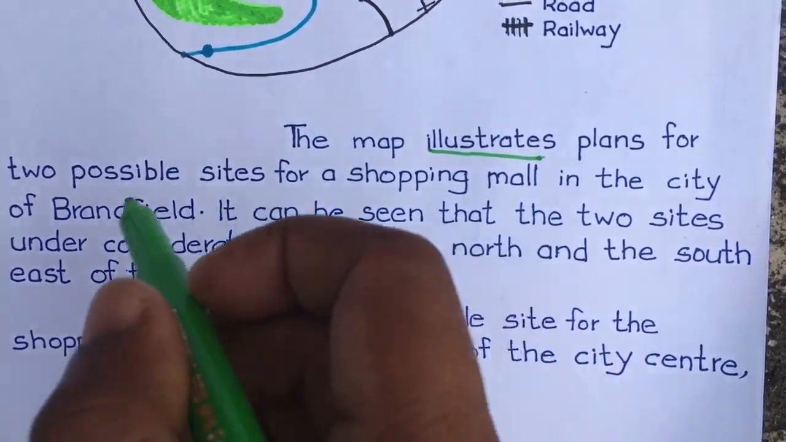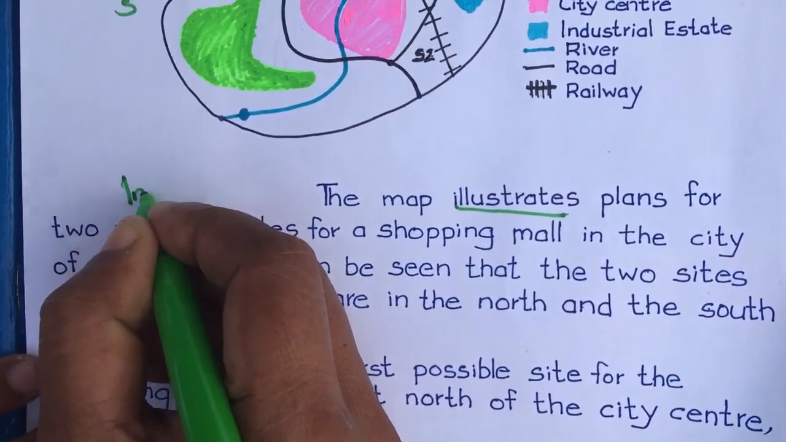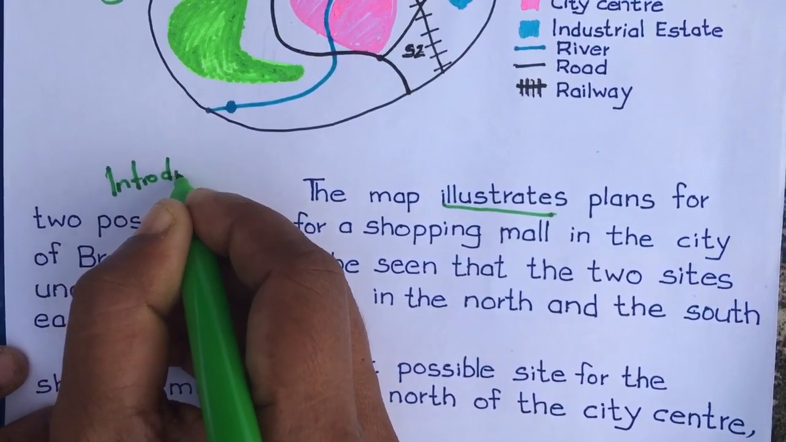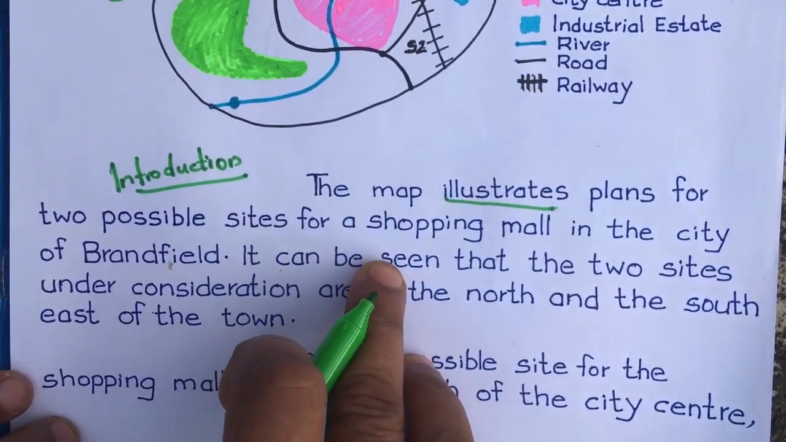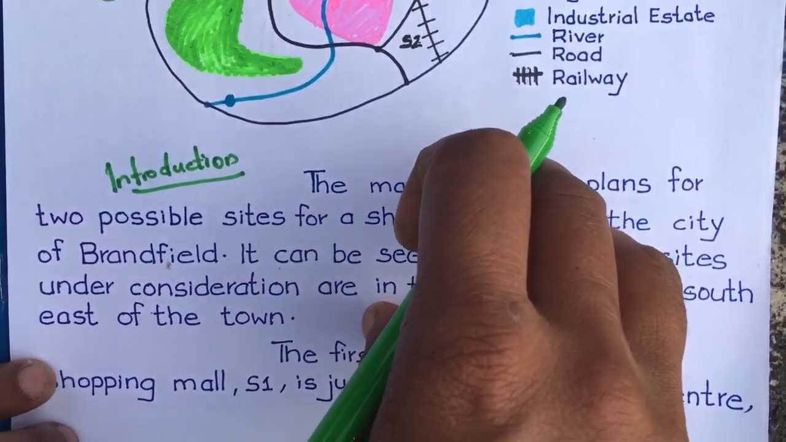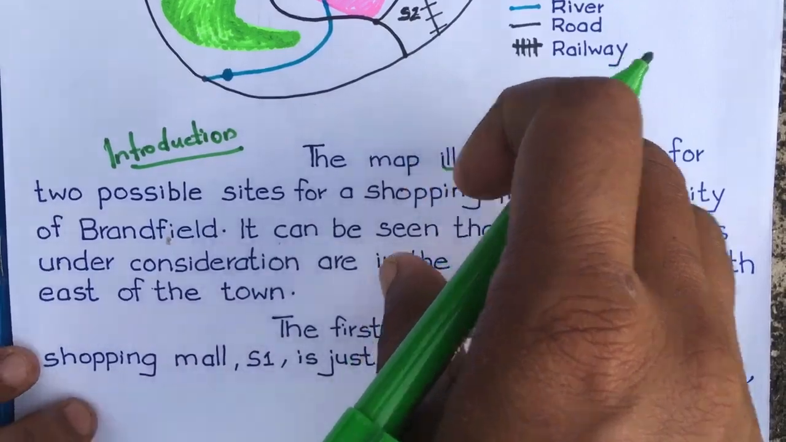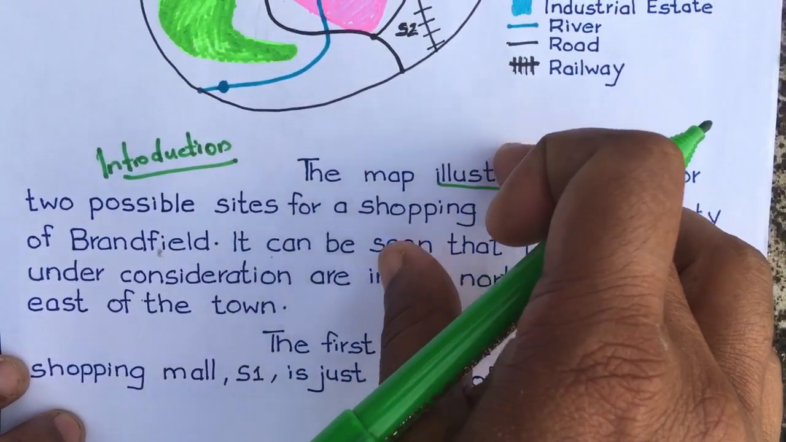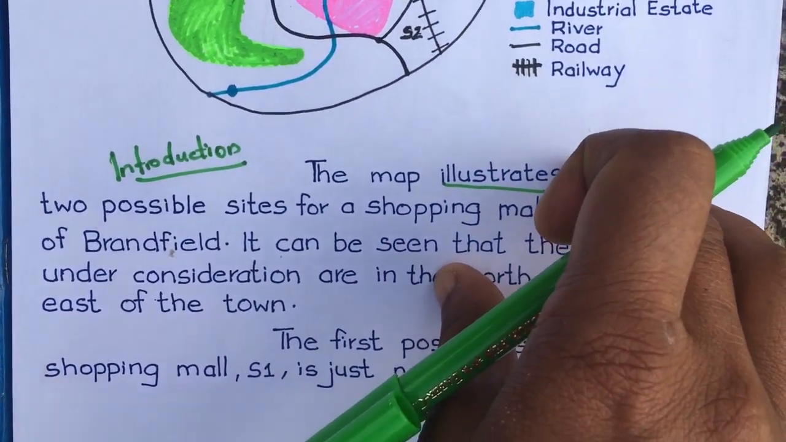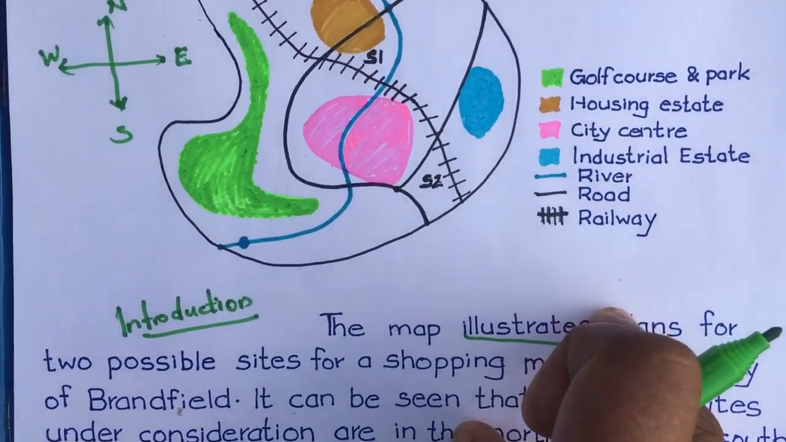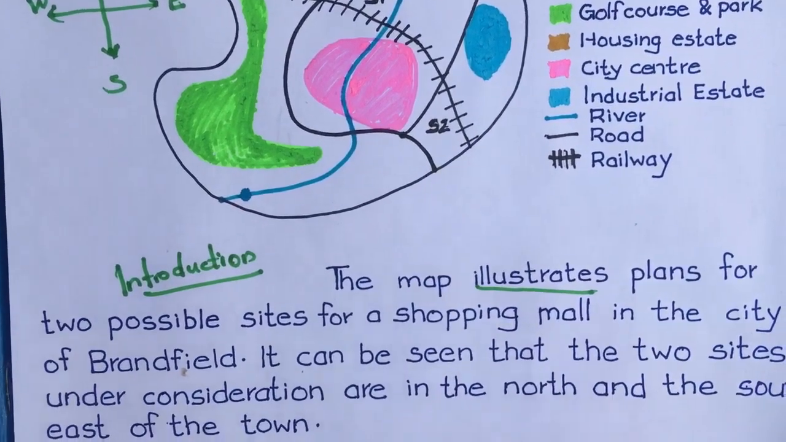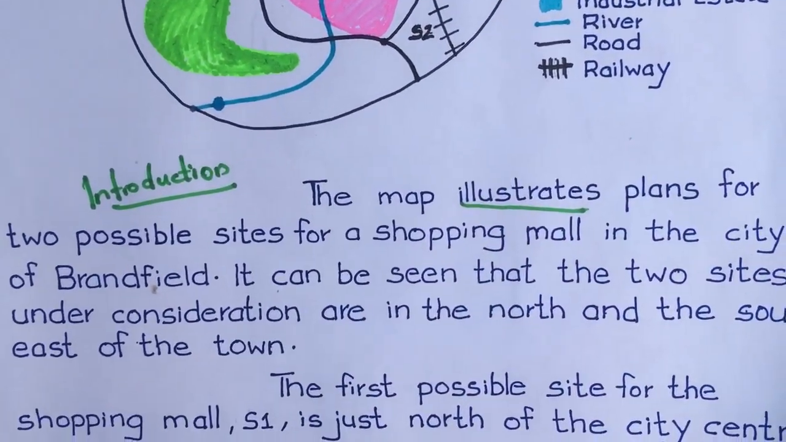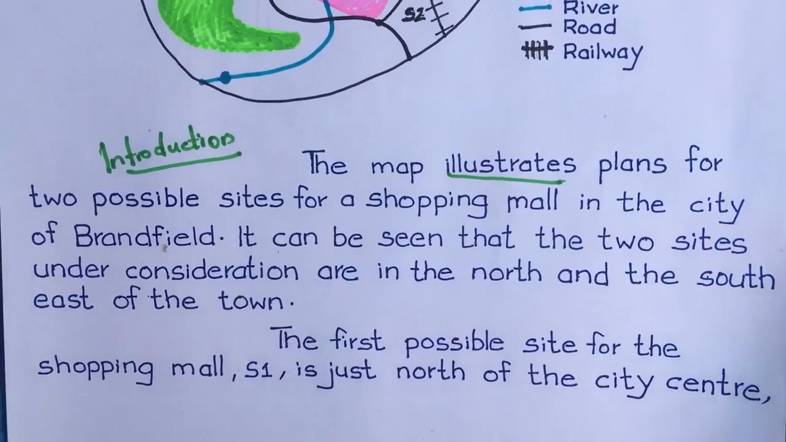Always think about your introduction. It is very important in the sense that it should contain the main elements and what is the focus of the map. The focus of the map here is the shopping mall, the two proposed sites for a shopping mall in Bradfield. That is our focus. So we have to exactly mention what is there in the introduction part.